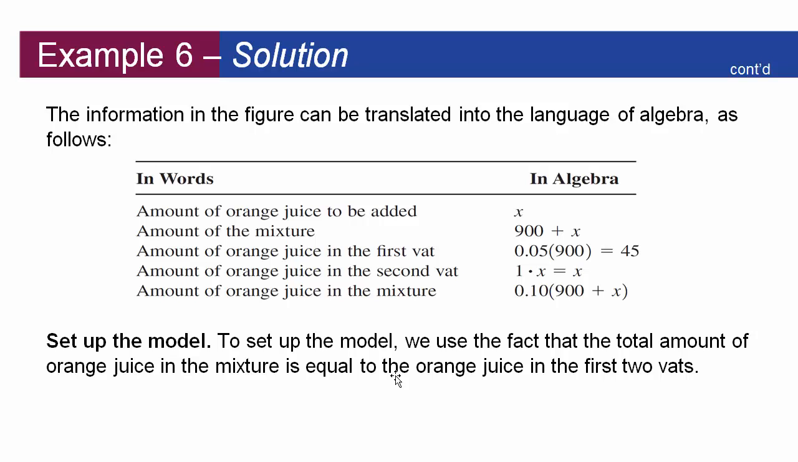So we have all this stuff, right? X is how much is added. 900 plus X is the amount of the total mixture at the end. 0.05 times 900 equals 45. That's how much juice we had, right? X is how much pure juice we added. In the end, we need 10% total juice, right? So we need 10% of the total mixture, which is going to be 90 plus 10% of X. If we actually do this math here, 10% of 900 is 90, 90 plus 10% X.